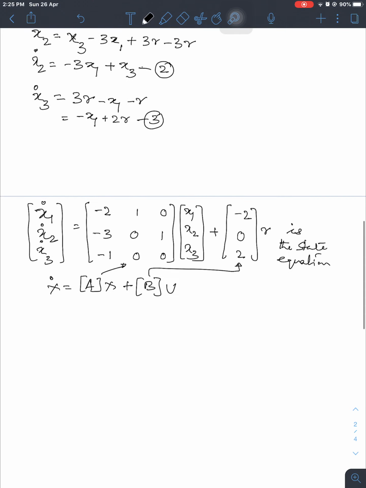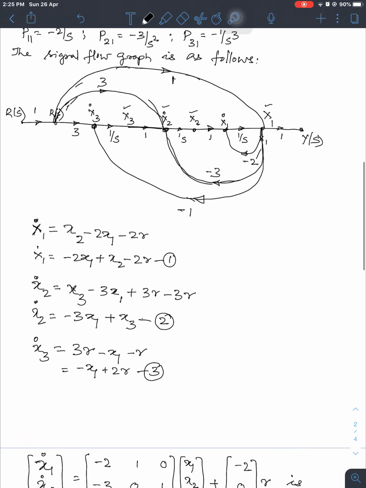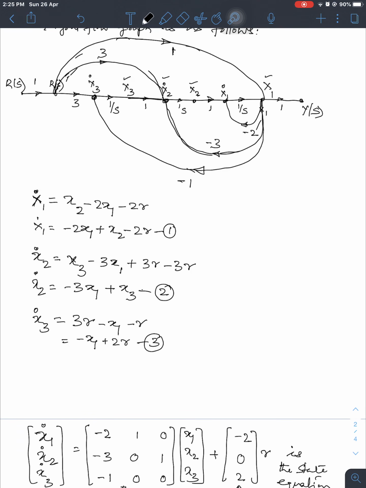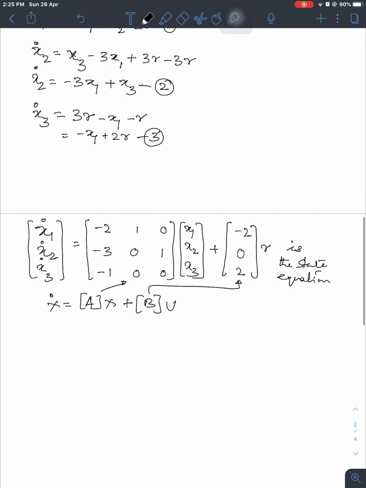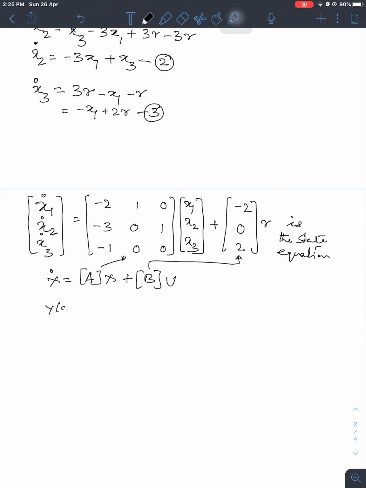Now we need to obtain the output equation. The output equation is simple. From the signal flow graph, what is y of s? Y of s equal to, we have got one signal here, x1 of s, which is basically equal to x1 into y of s. So y of s equals x1 of s, or in time domain y equals x1, or in the matrix form we can write this as x1 is 1, x2 is 0, x3 is 0, and the three state variables x1, x2, x3. This is our output equation.